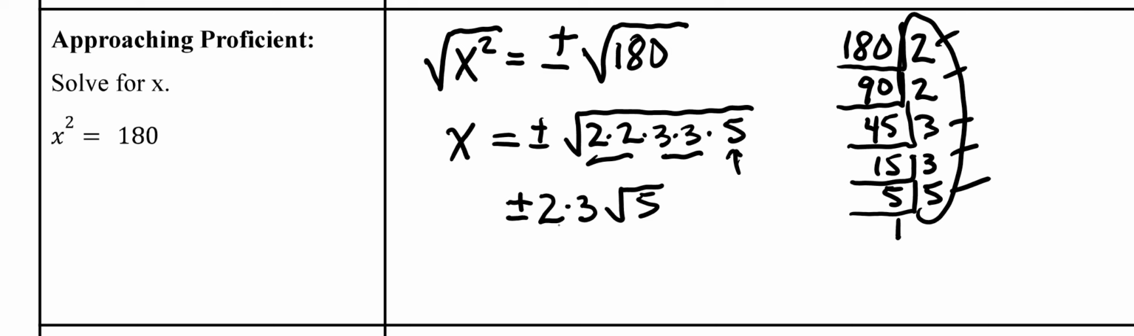We don't want to leave it like this. We want to simplify it down. 2 times 3 would be 6. We've got 6 square root of 5, and we have the positive value and a negative value, and those are my values of x.